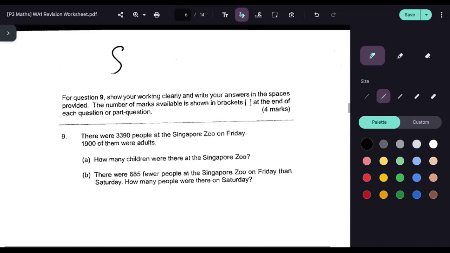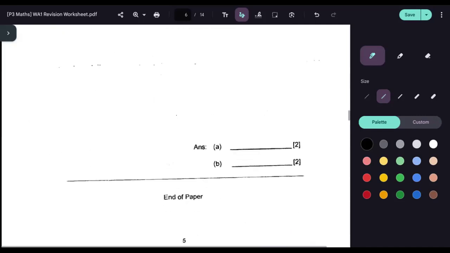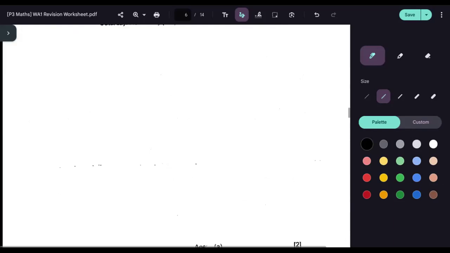This is your section C. You all can label this on your paper first. Now there's only one question. Okay, here we go. For question 9, show your working clearly and write your answers in the spaces. The number of marks available is shown in brackets at the end of each question or part question. So there's only 4 marks for this question.